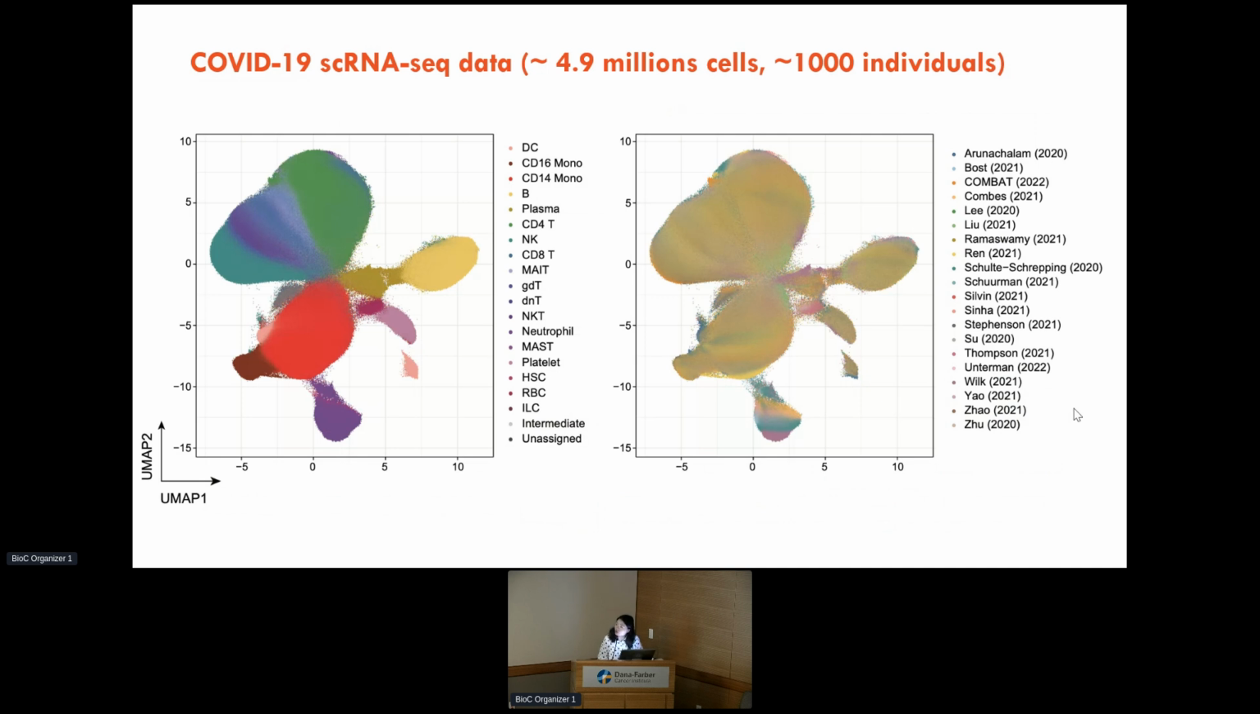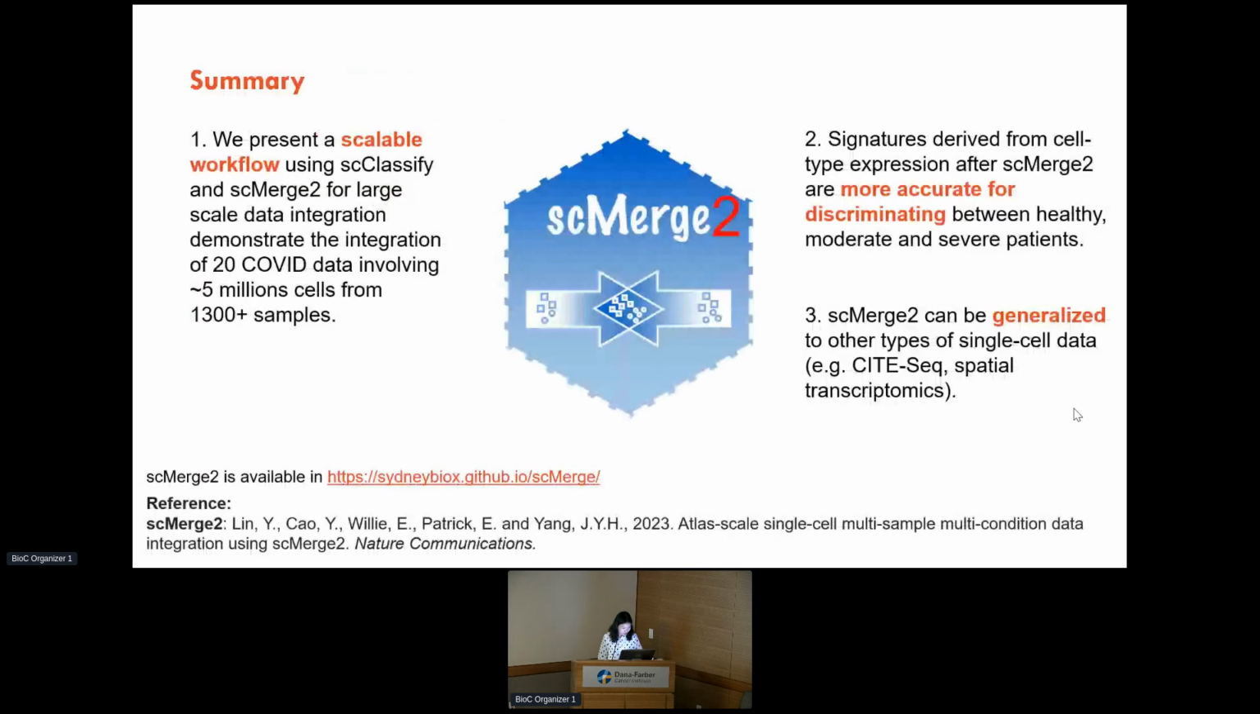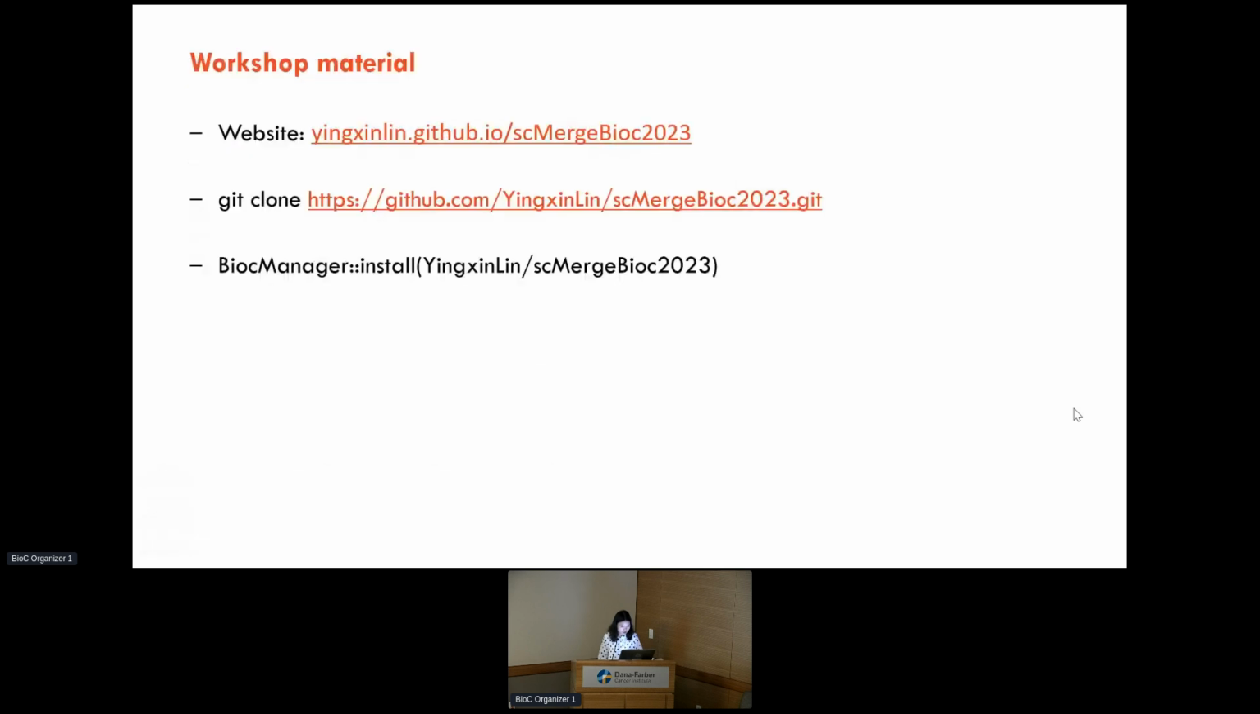And in our paper we also show that we can merge 5 million cells of the COVID data. scMerge2 is just published in Nature Communications. Next I will show a little on how we can run scMerge2 using a small data set.